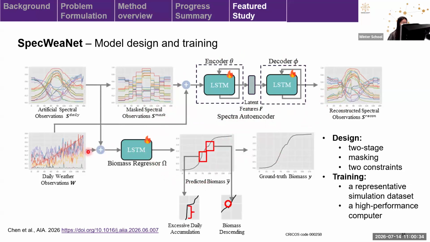And another thing is we have the biomass regressor, which can predict the daily biomass from the reconstructed daily spectral observation here. And for the biomass prediction, we also try to incorporate some prior knowledge. The first thing is we prevent the model from predicting excessive daily accumulation, and prevent the model from decreasing over time.